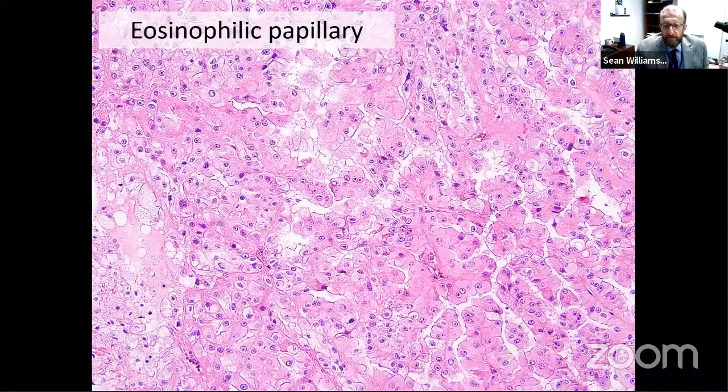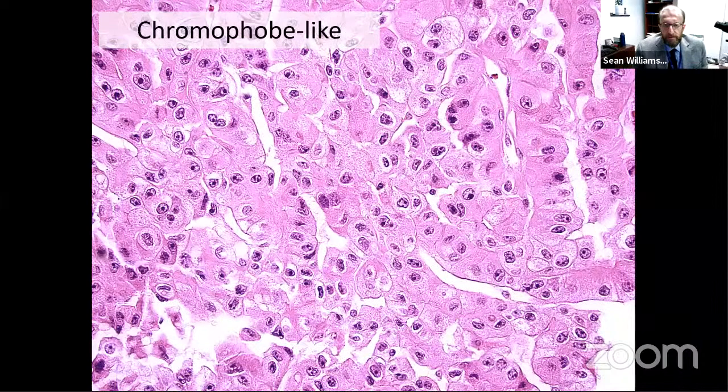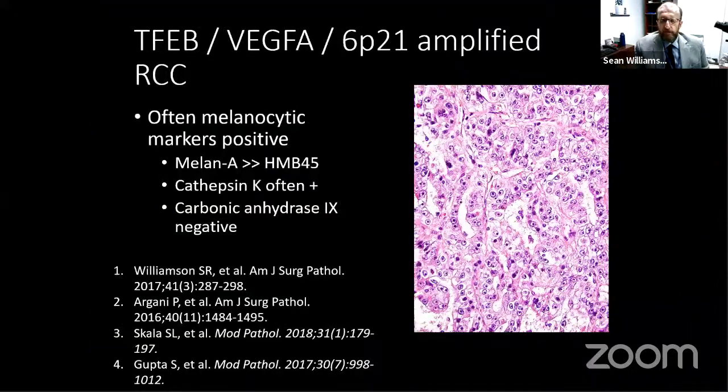The morphologies of these tumors can be somewhat variable. This one has sort of an eosinophilic papillary morphology. The nuclear features might be somewhat chromophobe-like. This one almost reminded me of an eosinophilic chromophobe tumor. And so if you encounter a tumor that looks like it's got aggressive infiltration throughout the kidney and multiple morphologic patterns, this may be a diagnosis to consider.